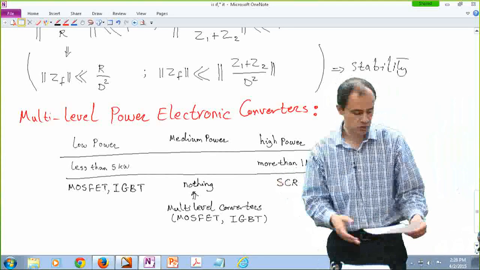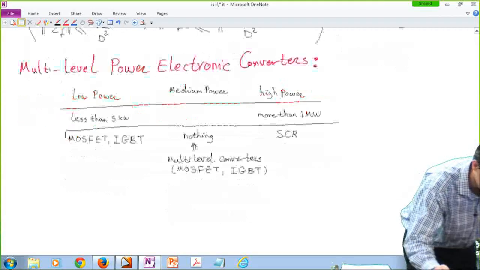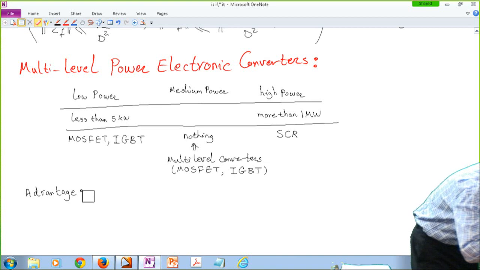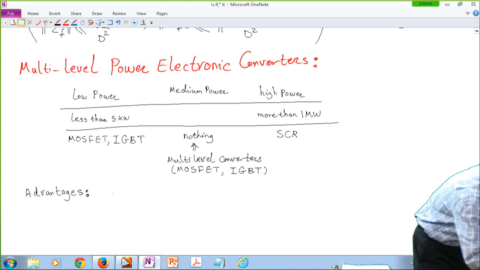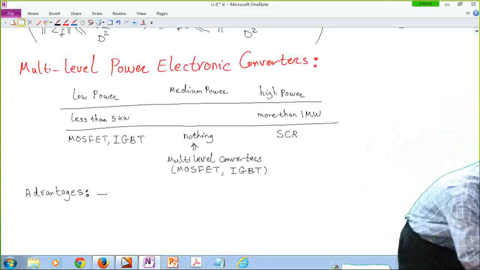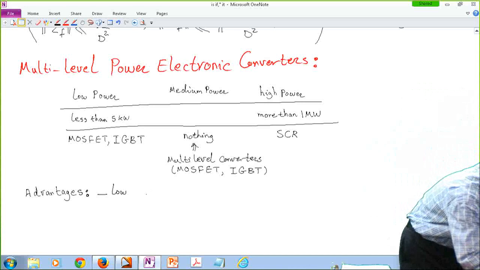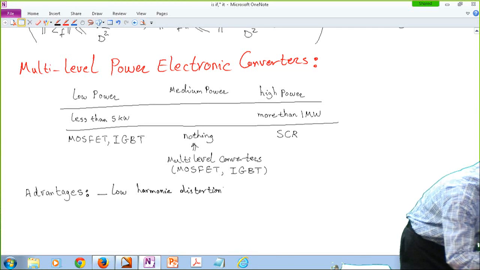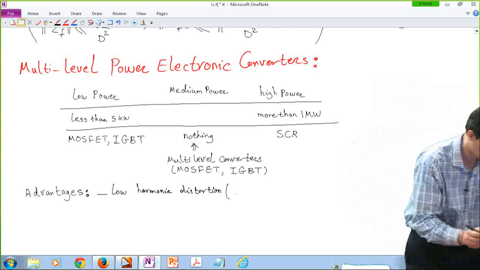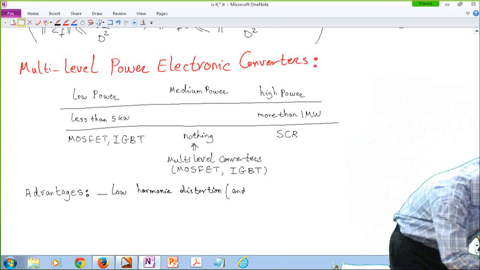Some of the advantages of multi-level converters: one of them is low harmonic distortion. I'm going to show you a bunch of waveforms that will convince you that they have better harmonic distortion. And by nature, when you talk about low harmonic distortion, that means your power factor is better. High power factor.